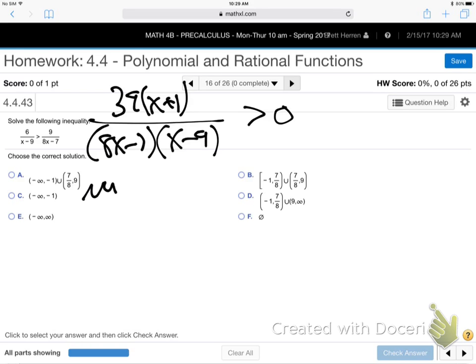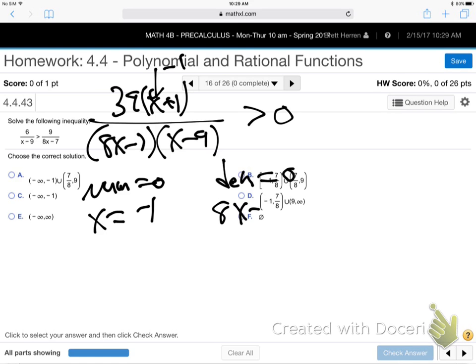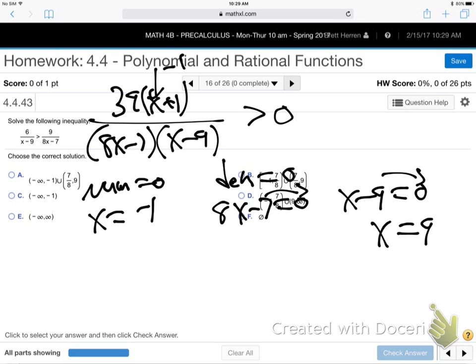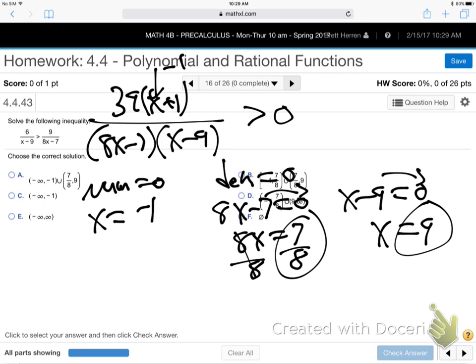Numerator equals 0, denominator equals 0. So the numerator equals 0, that's just negative 1. Only negative 1 is going to make that top 0. What's going to make the bottom 0? 8x minus 7 equals 0 and x minus 9 equals 0, which that one's clearly 9. The other one, move that over, 8x is 7, divided by 8. So 7 eighths and 9 make the bottom 0. Negative 1 makes the top 0.